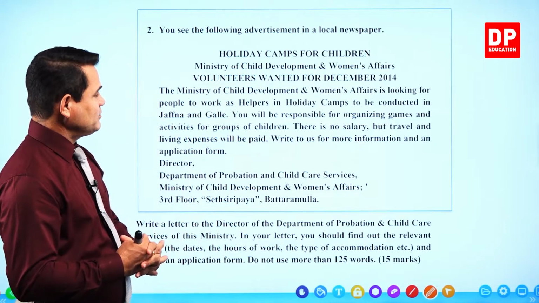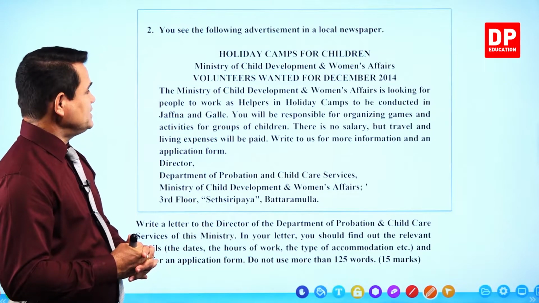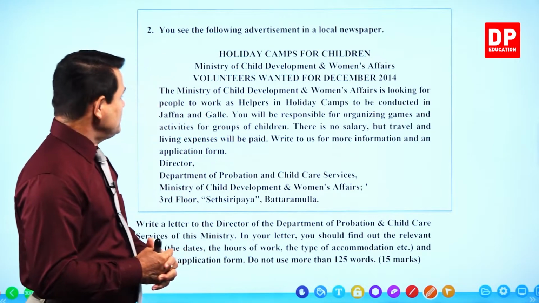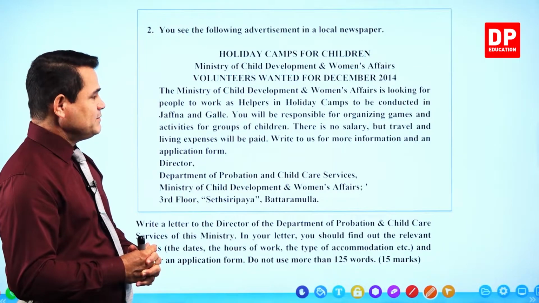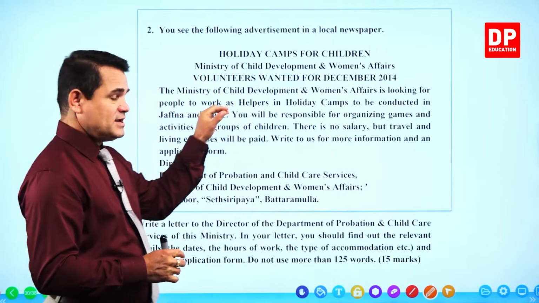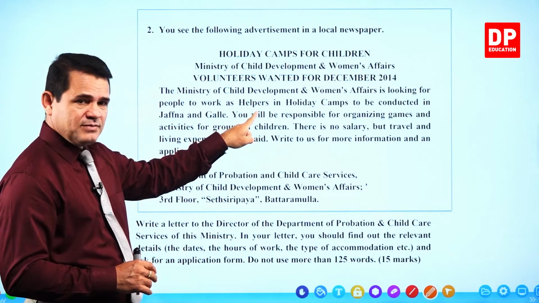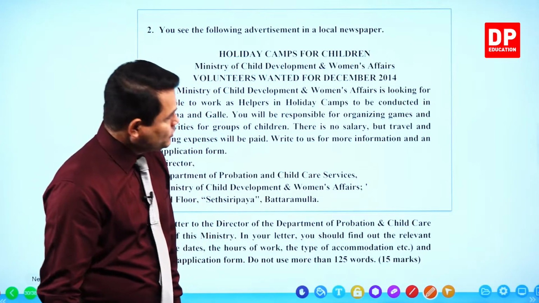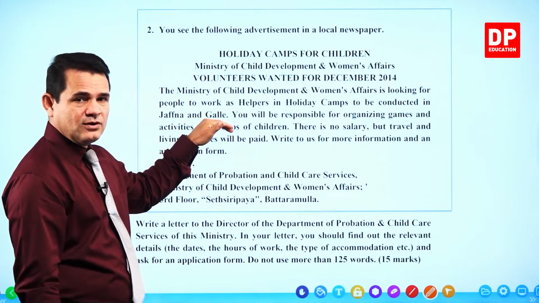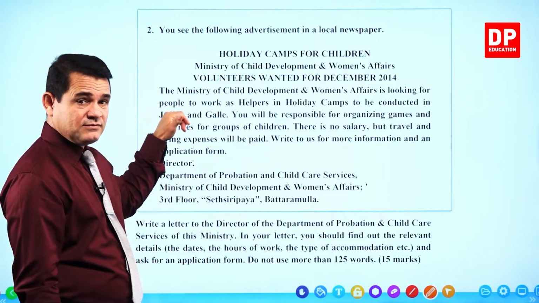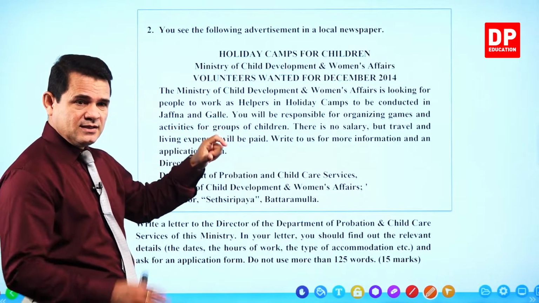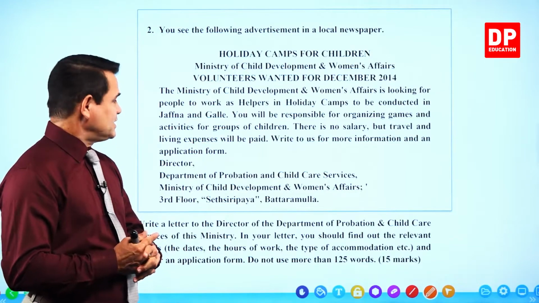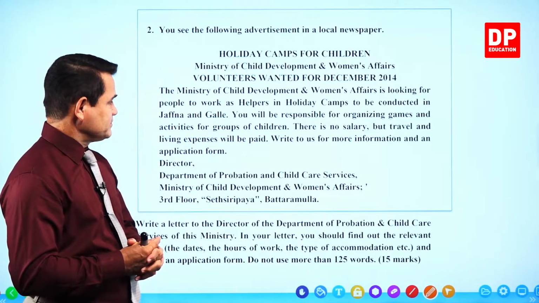So they are asking for volunteers, wanted for December 2014. So the Ministry of Child Development and Women's Affairs is looking for people to work as helpers. They are looking for people to work as helpers in holiday camps to be conducted in Jaffna and Galle. So they are going to have camps in Jaffna and Galle. Camps are held in these two cities. They are now looking for those willing to come forward voluntarily to take part as helpers.